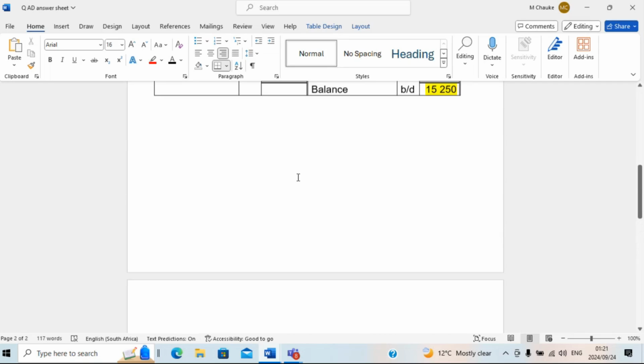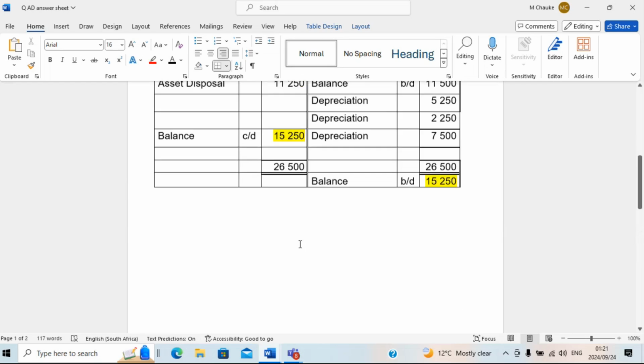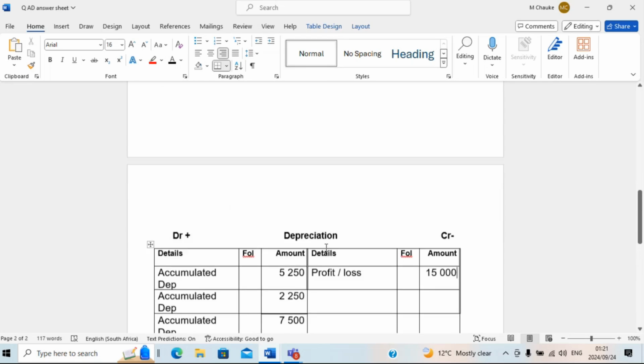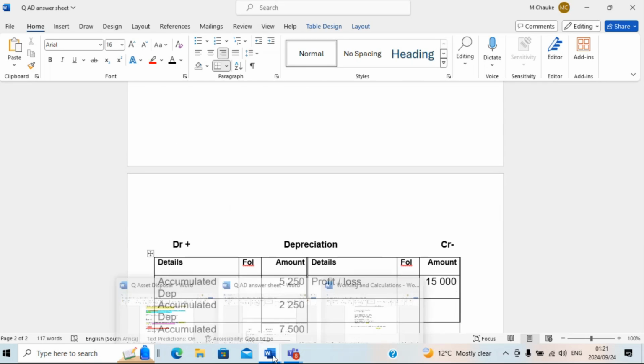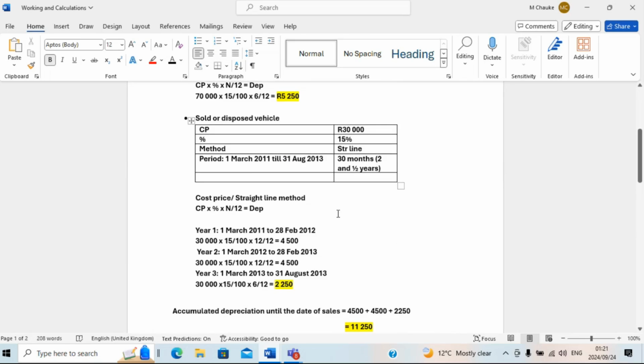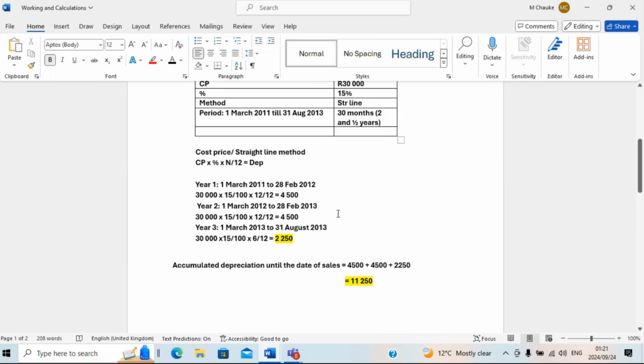Remember, if you get this side wrong, definitely you're going to get this side wrong too, and it will be a loss of marks. So you need to be careful when you do your calculations of the depreciations from your workings. You must do it nicely, because the main thing is the N. Once you get the N, the number of months, right for each asset, maybe a vehicle or any other asset that you'll be required to do accounts for, then you'll be right. Nothing will be difficult if you are able to get the N right. Are you with me there?